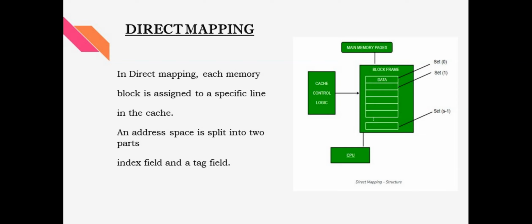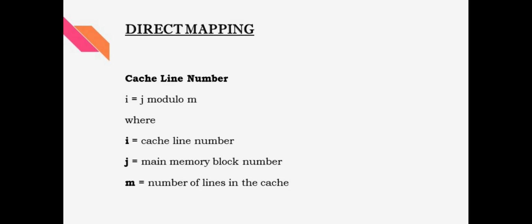Direct mapping. In direct mapping, each memory block is assigned to a specific line in the cache. An address space is split into two parts, an index field and a tag field. In direct mapping, the cache line number i equals j modulo m, wherein i stands for the cache line number, j stands for the main memory block number, and m is the number of lines in the cache.